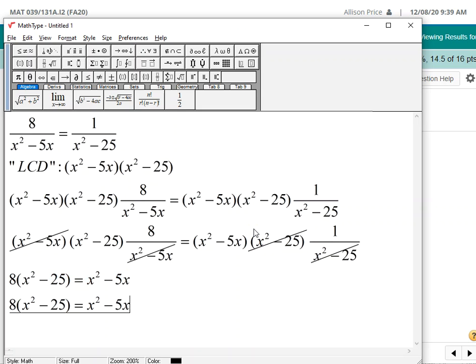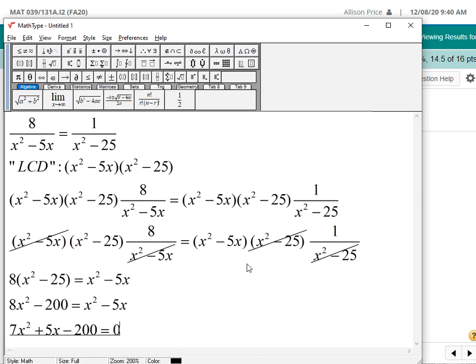Going on to the next line, this gives us 8 times x squared is 8x squared, and then minus 8 times 25 is 200. Actually, it's quadratic, so we're going to want everything on one side and to get it equal to 0. First, I'm going to subtract off the x squared piece over here. So minus x squared gives us 8x squared minus x squared is 7x squared. And then I have a negative 5x, so if I add 5x to the other side, we'll be able to get this equal to 0.